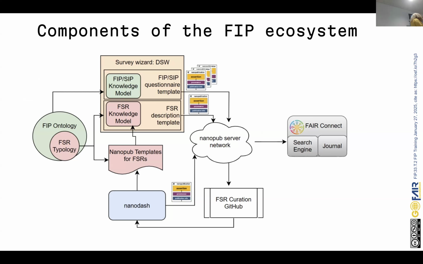And all is built on top of the FIP ontology, which is a very small ontology, but has a typology of resources there that are documented as nanopublication meta information. So we are not developing new technologies, we are documenting these technologies, and they are implemented as knowledge models in the data stewardship wizard.